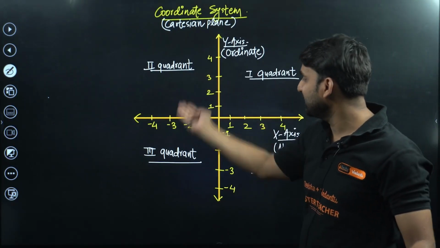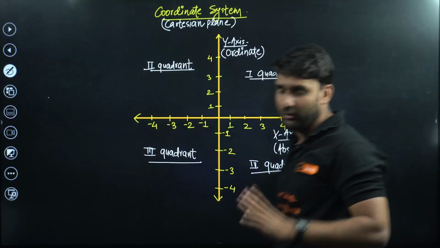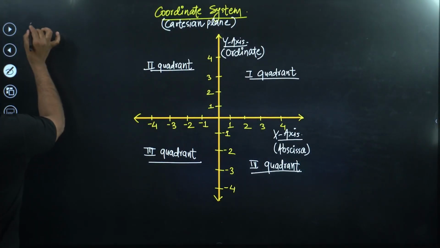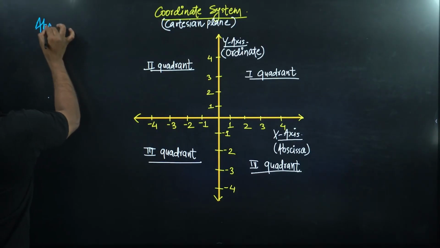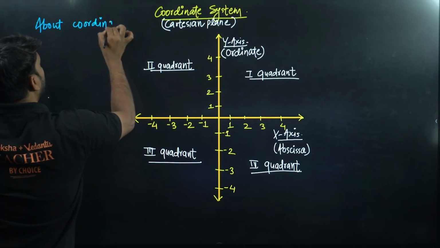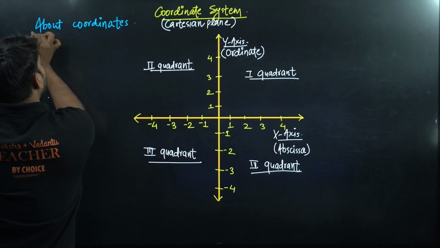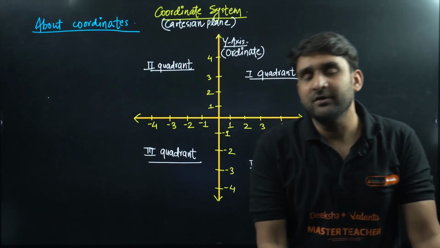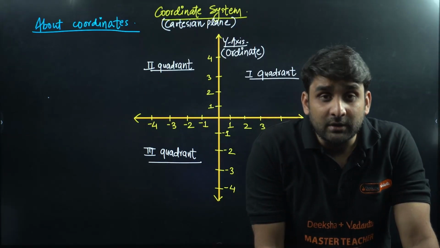This is the first quadrant, second, third and fourth quadrant. Abscissa and ordinate we all know. Okay, now the very important thing about coordinates, my dear champion, is in which quadrant the given coordinate will lie.